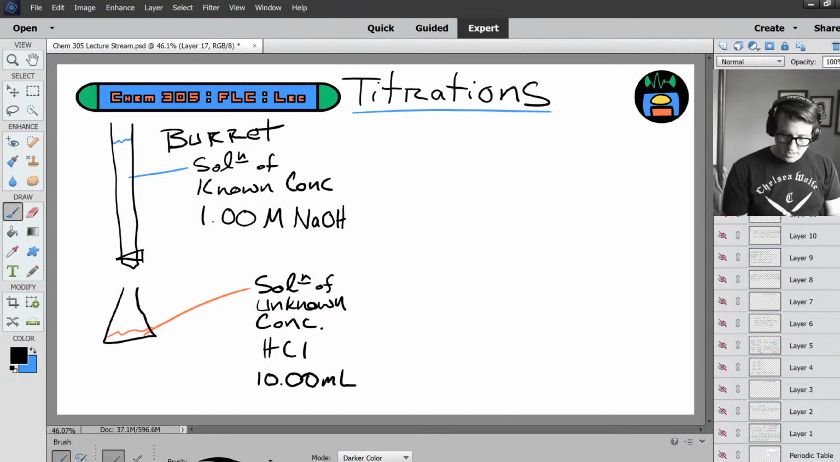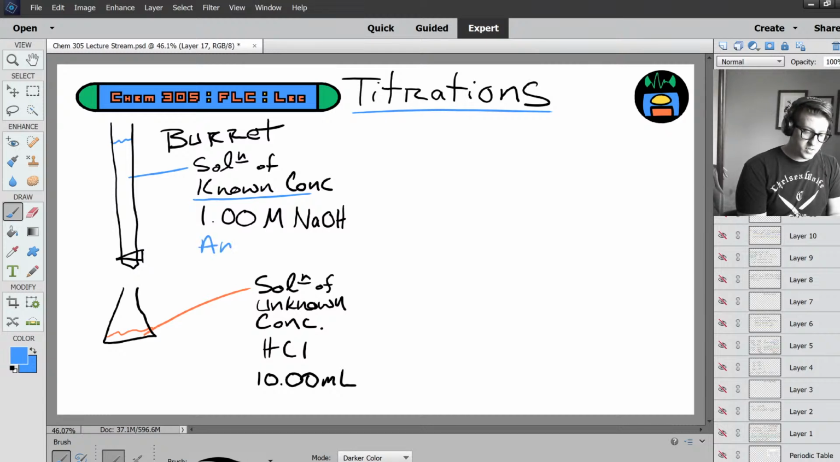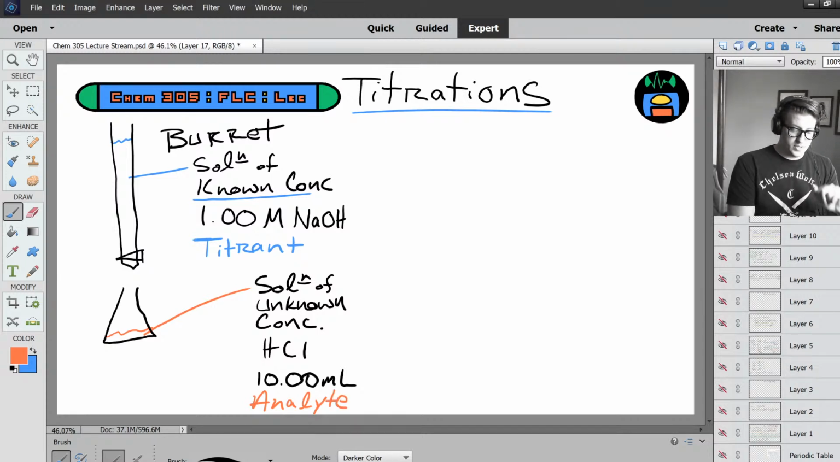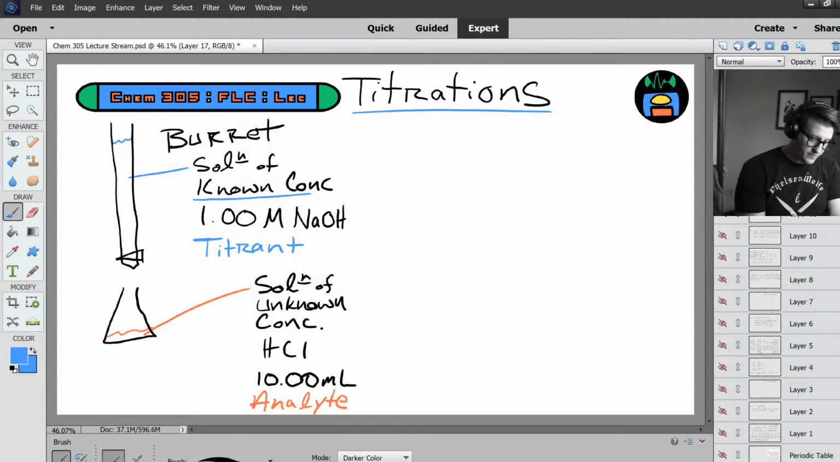All right. Now, a couple things of vocabulary. The solution of known concentration is called your titrant. Sorry, your unknown sample is your analyte. Your known concentration is your titrant. And then what you do is you open the valve.